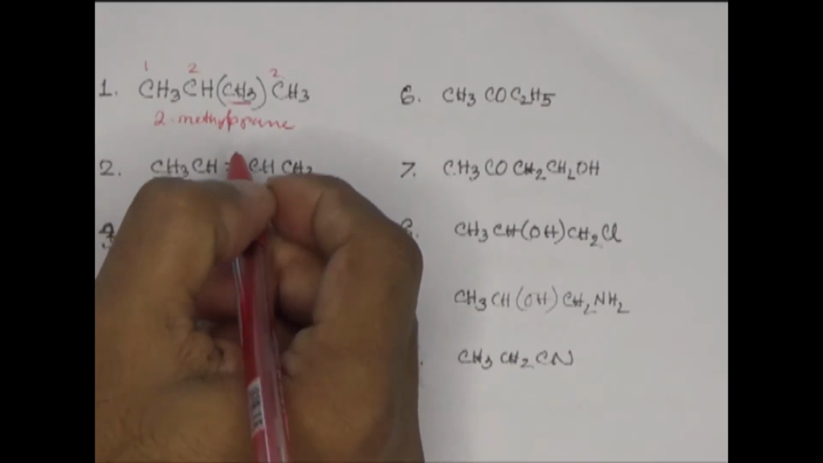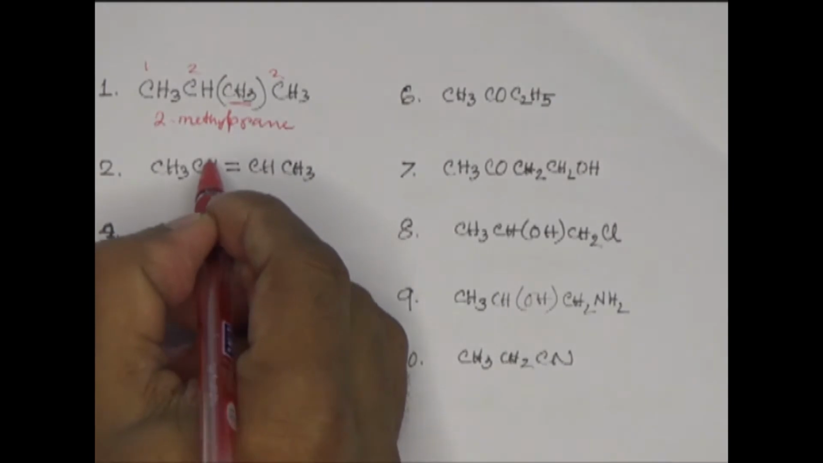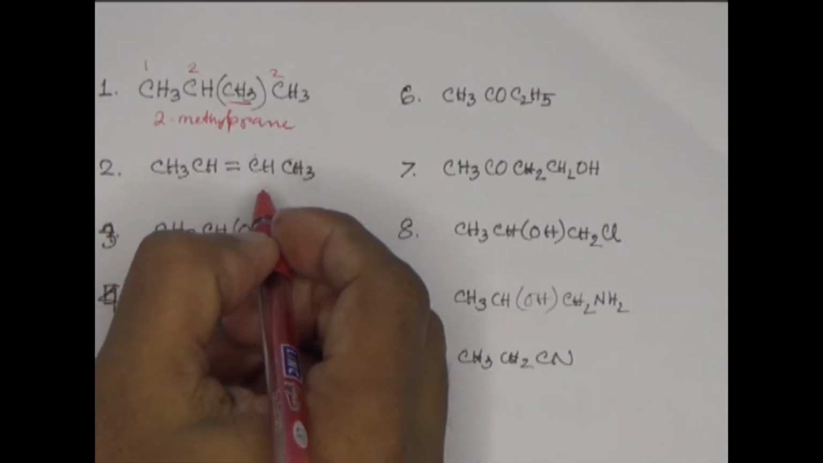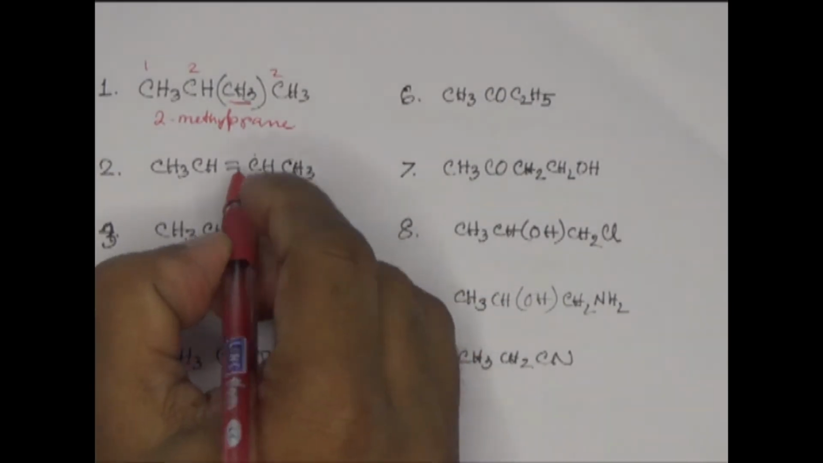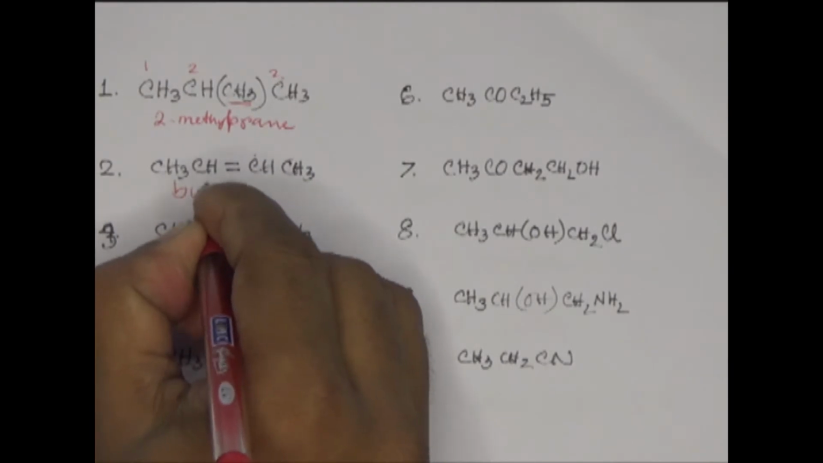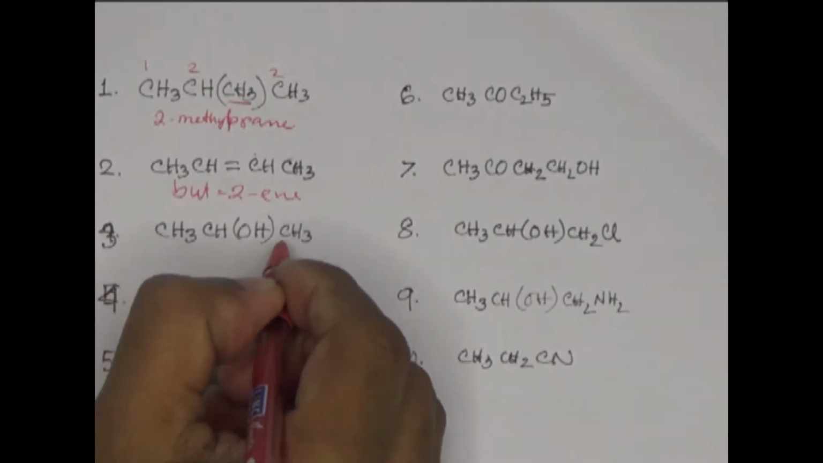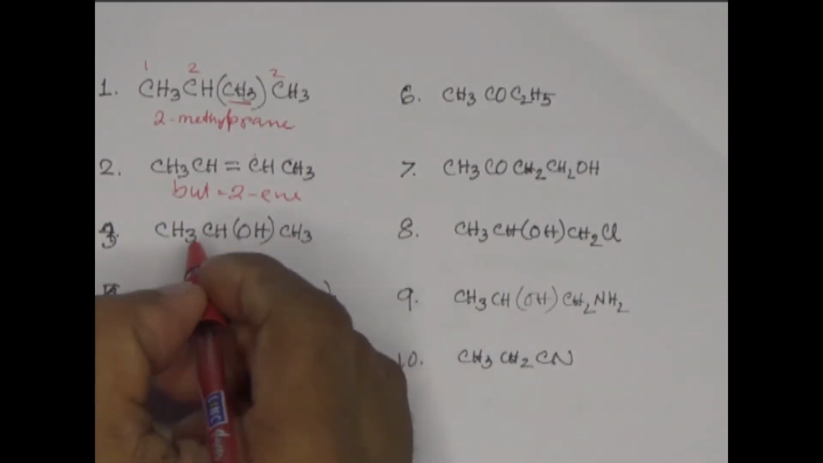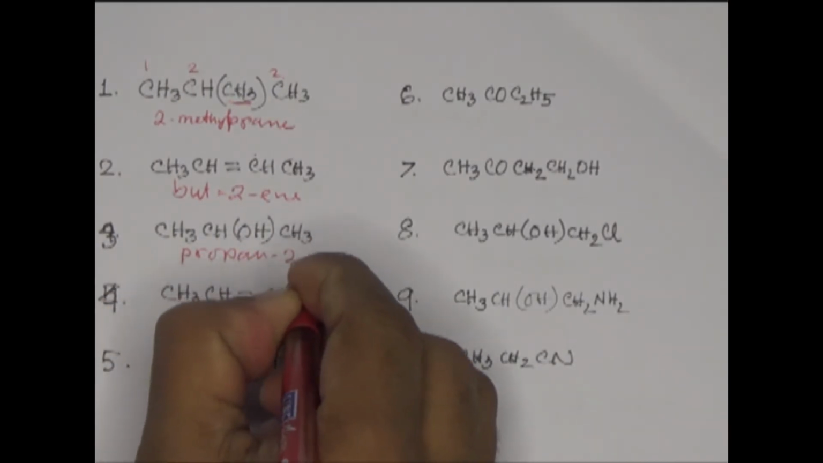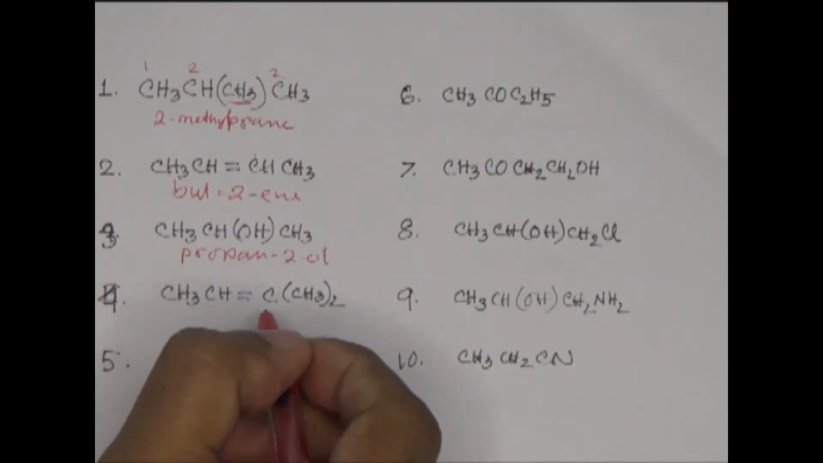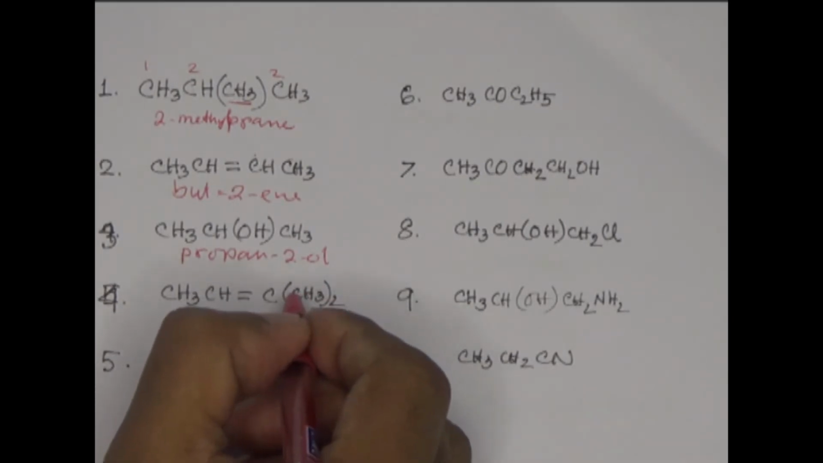The second one has the alkene functional group at position 2, counting from either side, and the main chain has 4 carbons. So this is but-2-ene. The third one has an alcohol functional group, and the main chain has 3 carbons. So this is propan-2-ol.